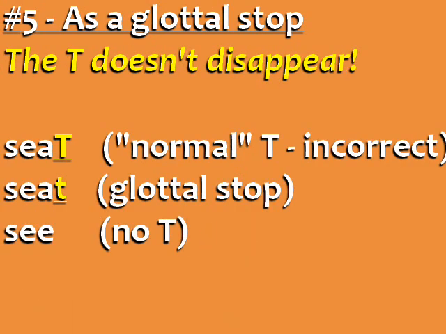It sounds like the T disappears, but it is still there. It is just pronounced as a glottal stop. The sound cuts off very quickly. These 3 examples show the difference. Seat, seat, see. Can you hear the difference between seat and see?